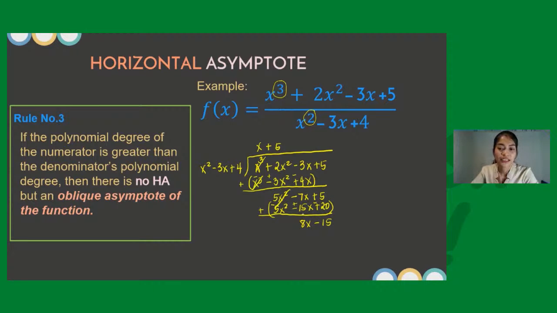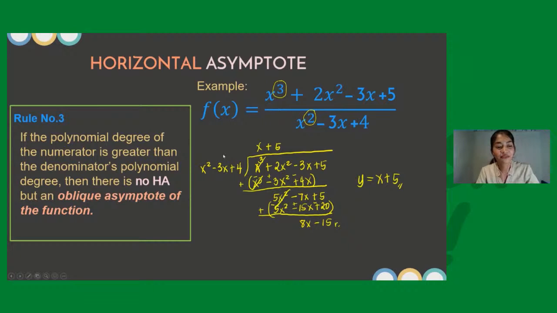So now, is 8x still divisible by x squared? We cannot divide it further since the divisor has a higher degree than our dividend. Therefore, this will be the remainder. But in oblique asymptote, we do not consider remainders. That is why we are going to ignore this and we will get the quotient as our oblique asymptote. So therefore, our oblique asymptote here will be y is equal to x plus 5. Okay. Ayan. So that will be our asymptote.